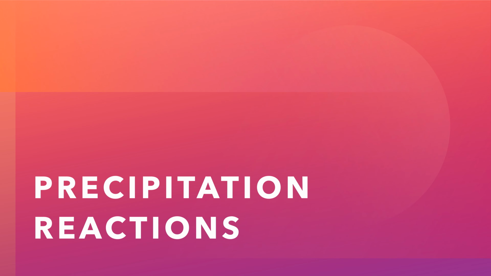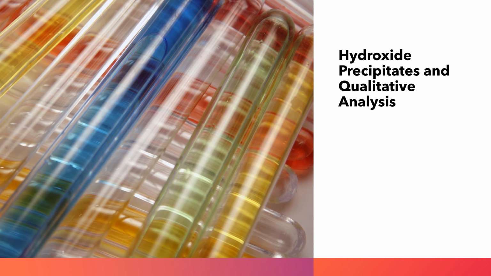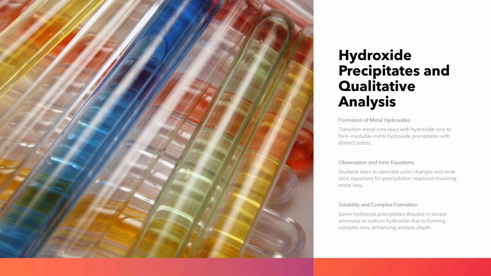Hydroxide precipitates and qualitative analysis. When hydroxide ions are added to solutions containing transition metal ions, insoluble metal hydroxides often form, each with a characteristic color. For example, adding sodium hydroxide to a copper solution produces a blue precipitate of Cu(OH)₂, while iron ions form a brown precipitate of Fe(OH)₃.